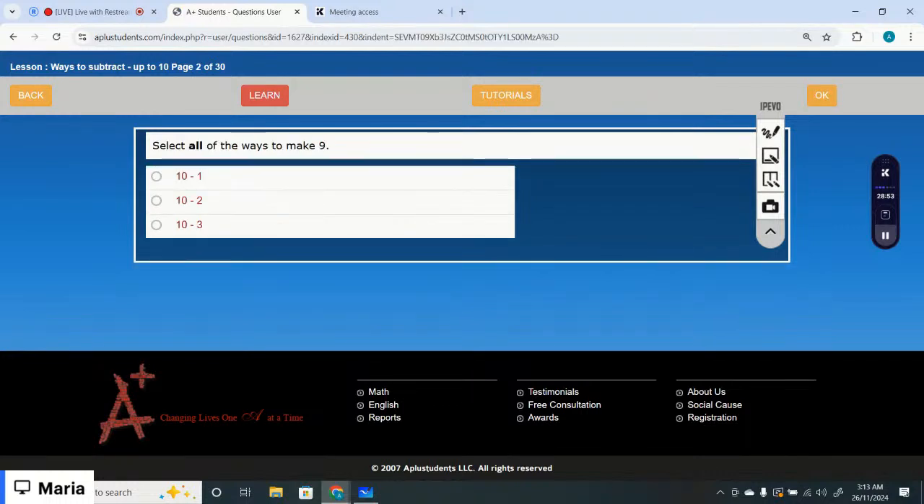Select all the ways to make 9. So which is the correct option?